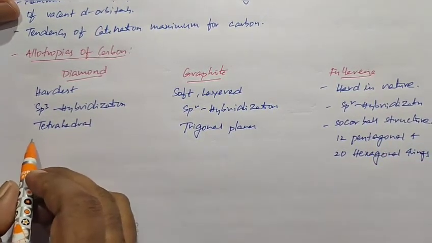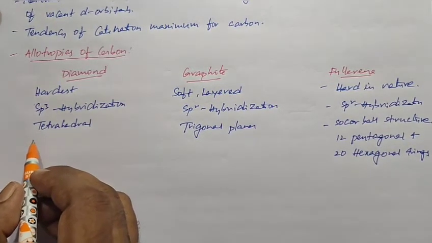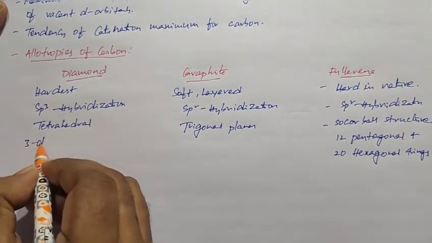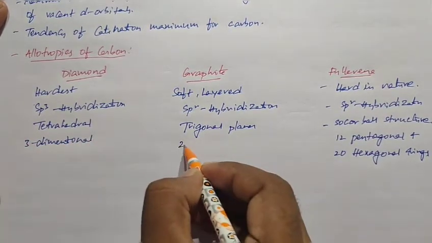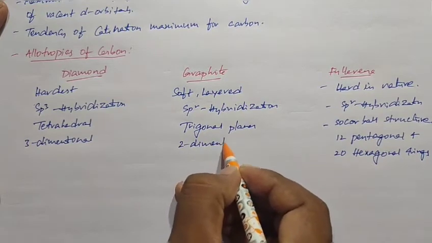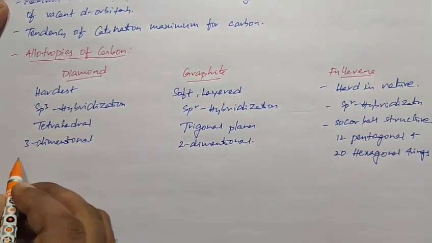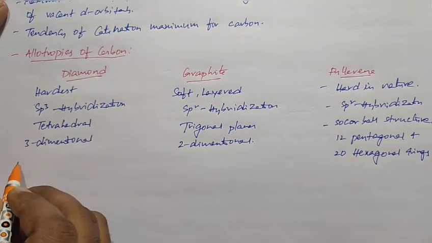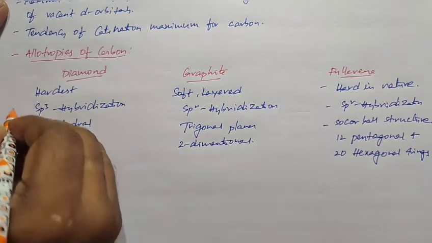Diamond is a three-dimensional structure and graphite is a two-dimensional structure. Diamond is a bad conductor of electricity.